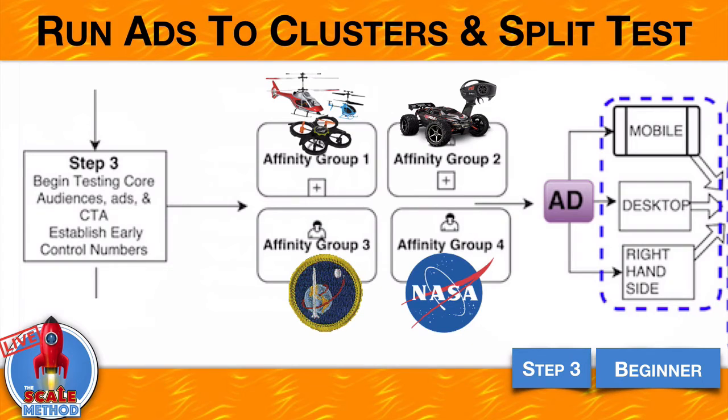Now, what you want to do is take these 4 different affinity groups, right? These 4 different, we also call clusters. And we're going to advertise those 4 different groups with one ad. We're going to see which one responds the best. And we're going to advertise to mobile, desktop, and right-hand side. Please note, as we go through these trainings, if you see me highlight something in blue, like mobile, desktop, right-hand side, or color something in blue on this organizational flow chart, then you're going to know we're focusing on content. We're not selling anything, we're not writing sales ads, we're writing ads for content.